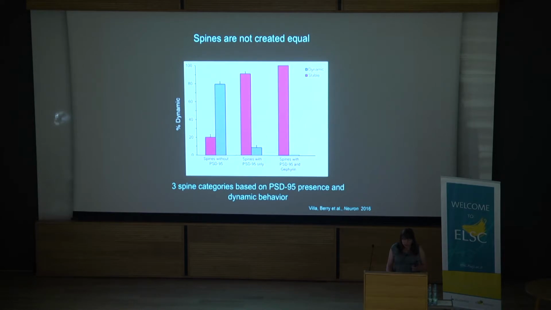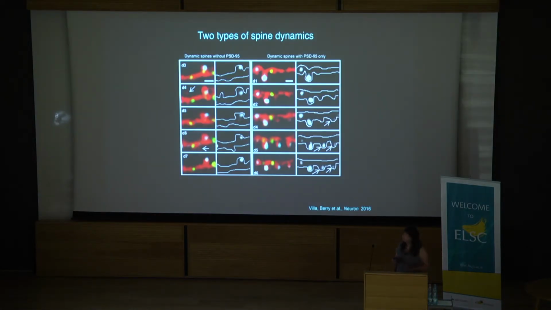Okay, so let's look at what these three different categories mean. What do the dynamics look like? This is the kind of dynamics that spines without PSD95 exhibit. Here you see an imaging sequence of a dendritic branch, and you see one spine that has PSD95 on it. This spine is stable and the PSD95 on it is stable throughout the whole set. This shows that the imaging quality for all of these is equivalent and comparable.